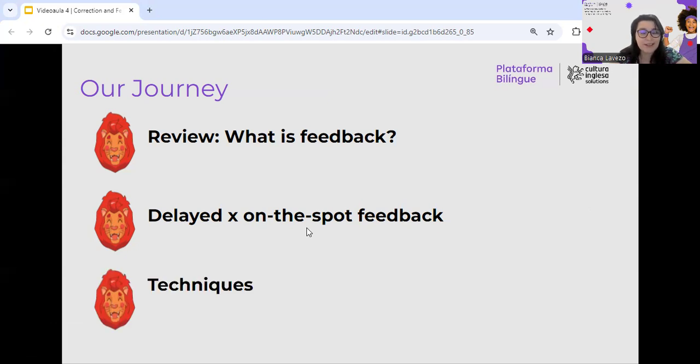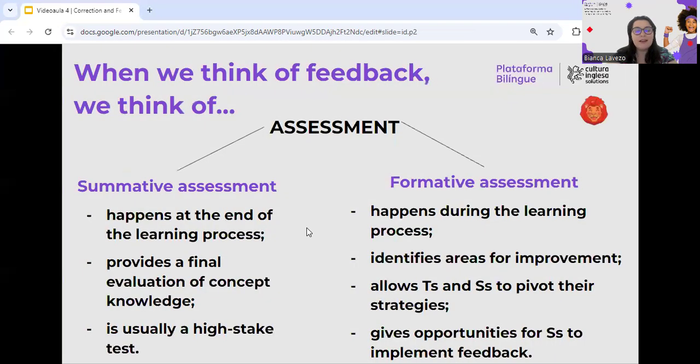So the very first thing you might remember is that when we talked about feedback in the previous video, we mentioned that feedback is directly connected to the idea of assessment. And we also saw that we have two different types of assessment. The summative assessment, which is the sum of something, of a process. So a formal test, something that happened at the end of the semester, let's say, or the month, right? It has the final evaluation, yeah?